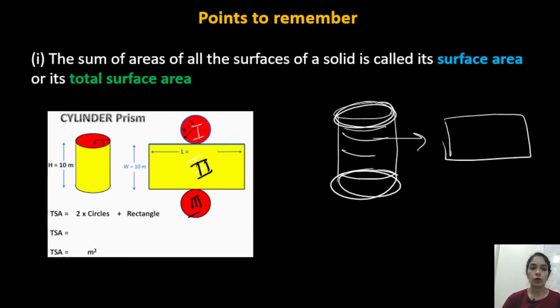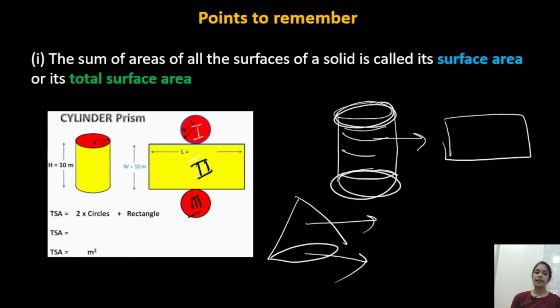Suppose if we have cone, cone is like that. If you open, it has two surfaces. So we'll find their area and we will add them. So basically we don't have to do like this. We are given some formulas directly, formulas we will be using. Okay, so what is surface area? Total surface area is just the sum of all the surfaces of a solid.